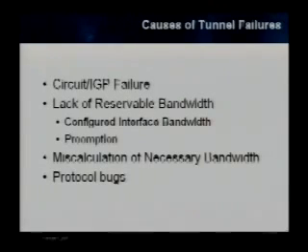So there's a couple of causes of tunnel failures. Most common is usually circuit or IGP failure. Sometimes if there's absolutely no reservable bandwidth, the tunnel can actually not establish, and then it'll just ram through on IP. And the other two, not really too common.